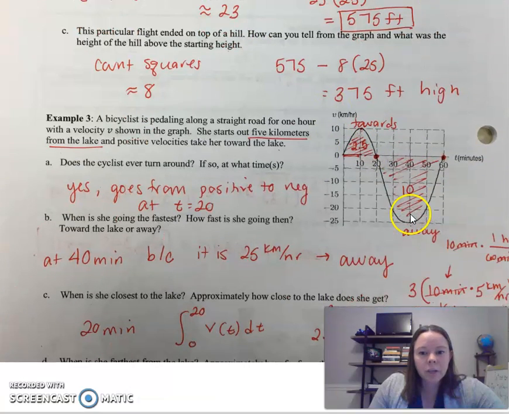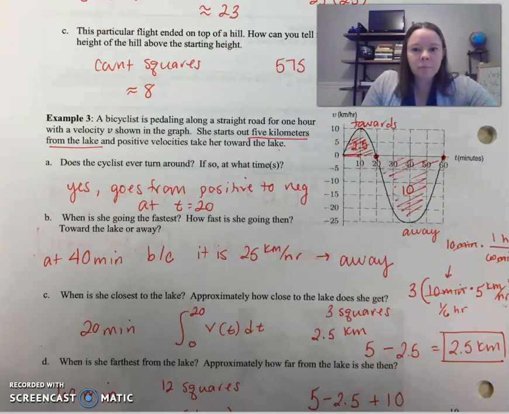Okay, let's try one more here. I'm going to move me up here. A bicyclist is pedaling along a straight road for 1 hour with a velocity v shown in the graph. So again, we're looking at our velocity function here. She starts out 5 kilometers from the lake, so keep a mental note of that. And positive velocities take her towards the lake. So here's where she's going towards the lake. Here's where she's going away from the lake.